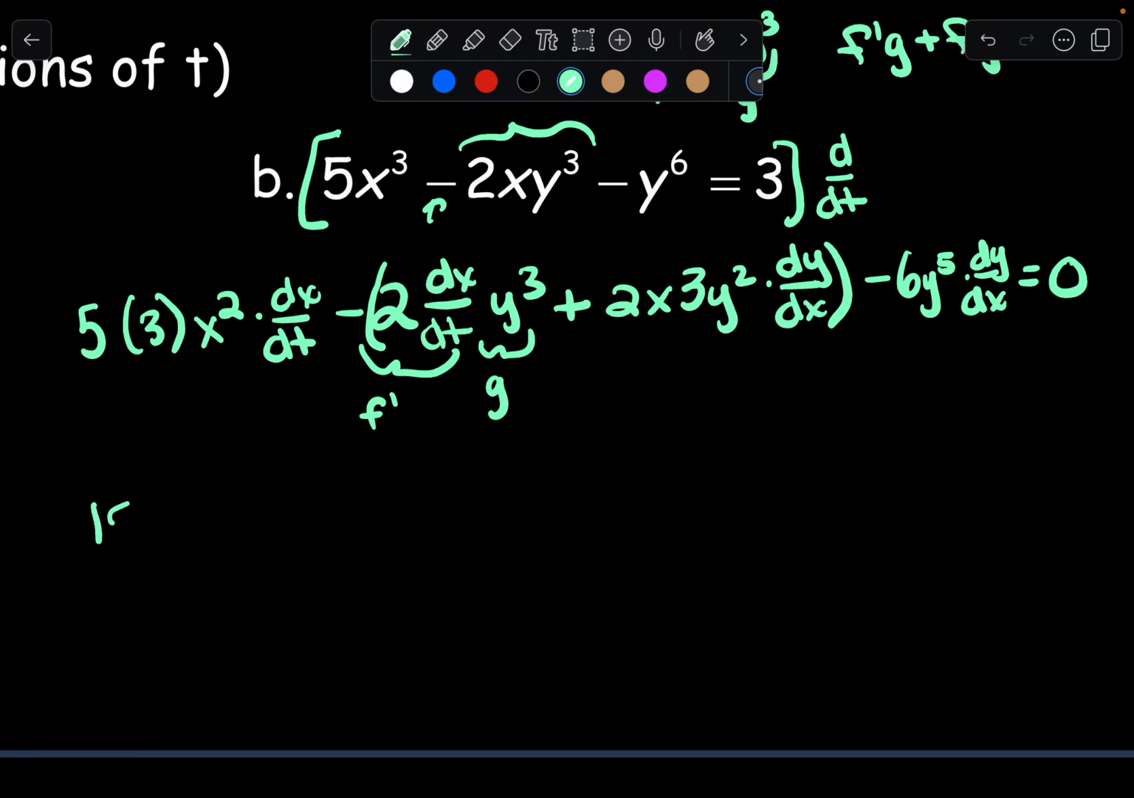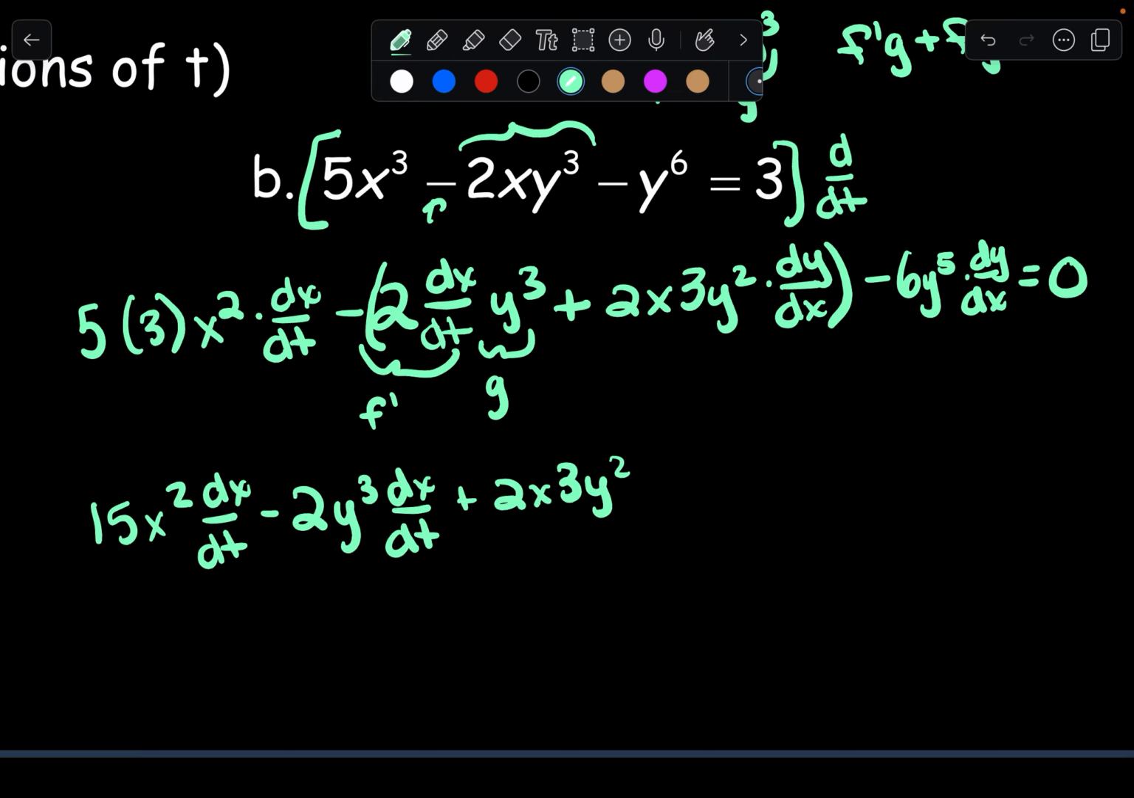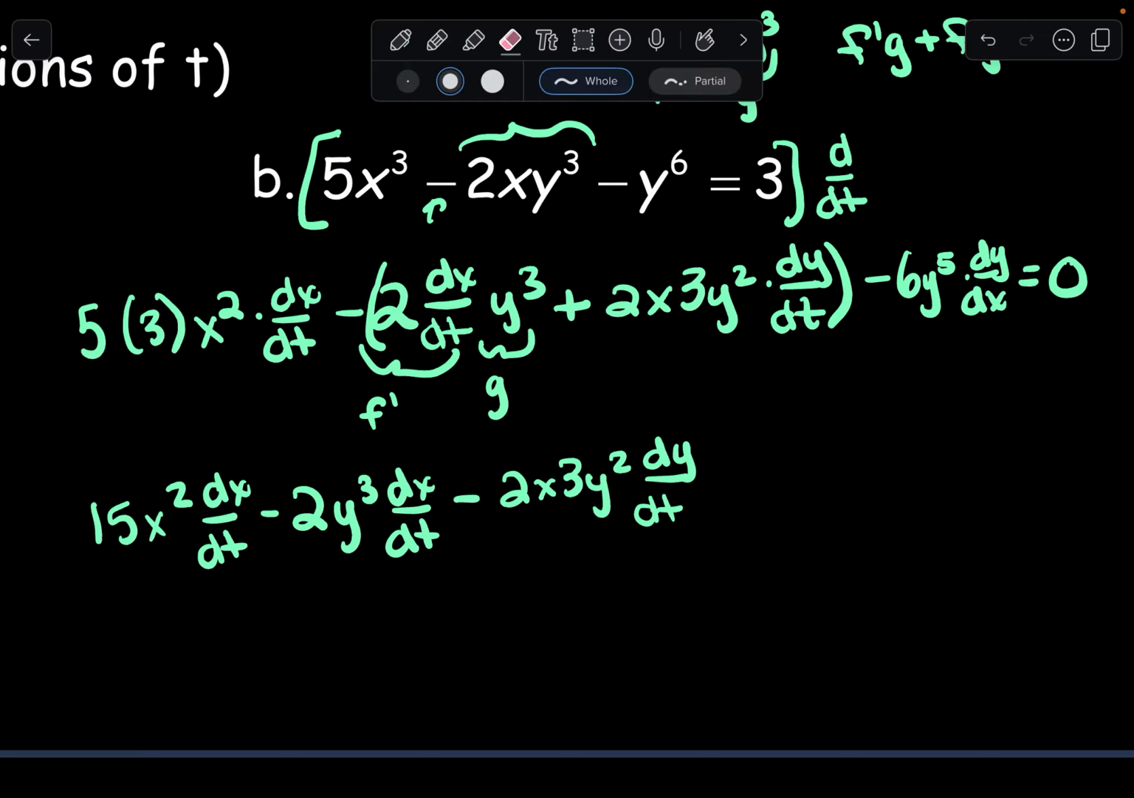Just to clean it up a little bit, we have 15x squared dx dt minus 2, actually, let's put the dx dt last. So minus 2y cubed dx dt plus 2x 3y squared. Well, if I'm distributing that negative, it should be a minus, right? Minus 2x 3y squared dy dx. Oh my gosh, that should be a t. We're differentiating with respect to t, not x. Sorry about that. dy dt, and I did the same thing over here as well. So this is why it's good to always go back through your work just to make sure you don't make those same mistakes. 2x 3y squared dy dt minus 6y to the 5th dy dt is equal to 0.